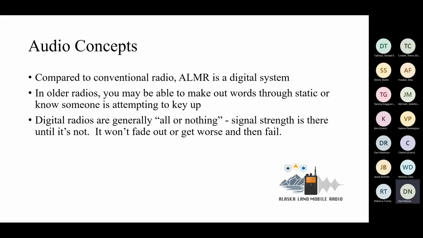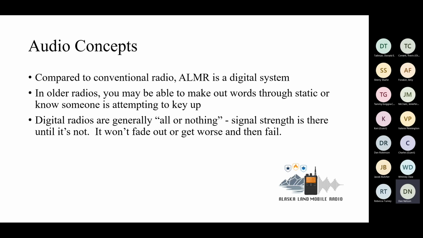When we talk about a digital system like ALMR, the audio is definitely a little bit different. If you were working on a conventional system, an older repeater, you might be able to tell that somebody was keying up. You might be hearing some static. Maybe you get a couple words out of that. When we talk about ALMR and digital radios, we generally get kind of an all or nothing. Typically, if you see that last diagram, the signal strength is there until it's not. It doesn't generally fade out or get worse. Typically, what we hopefully will see is that the next site will take that up, but we know there are fringe areas and other areas where audio, again, related to coverage, is going to be an issue for us.